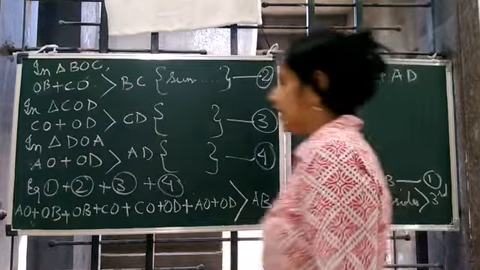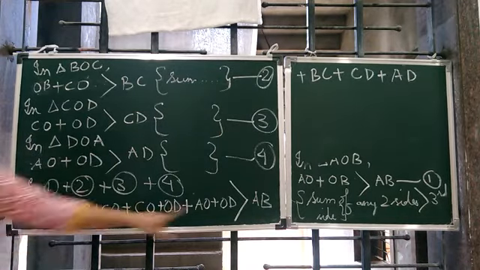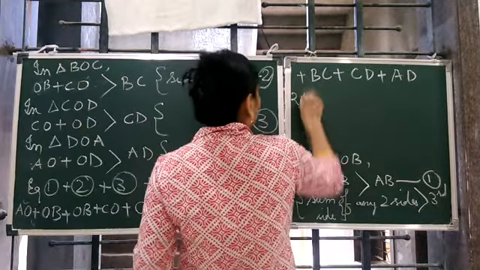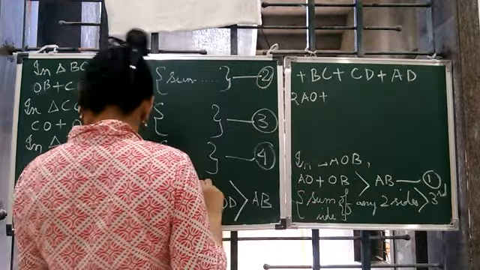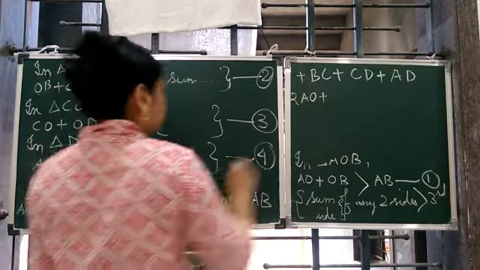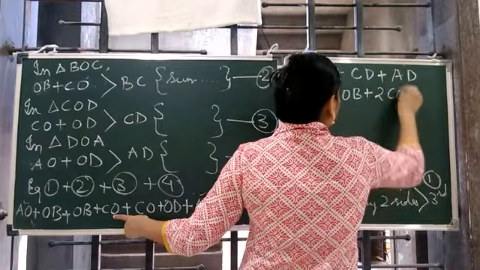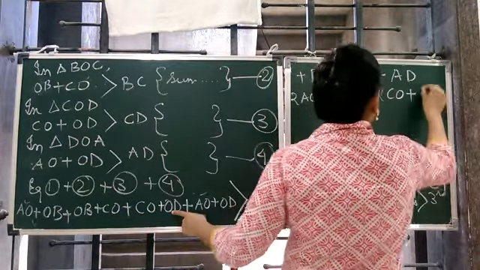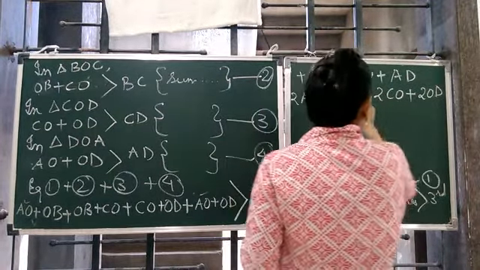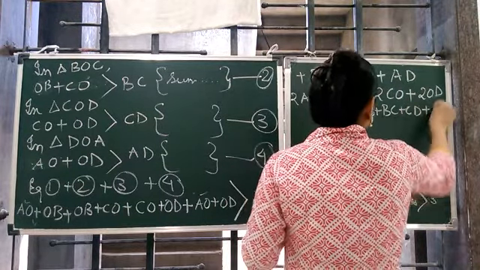Okay, now children, if we add AO plus AO, you can see AO plus AO is 2AO. So we write 2AO, and OB plus OB is 2OB, then 2CO plus 2OD is greater than AB plus BC plus CD plus AD.